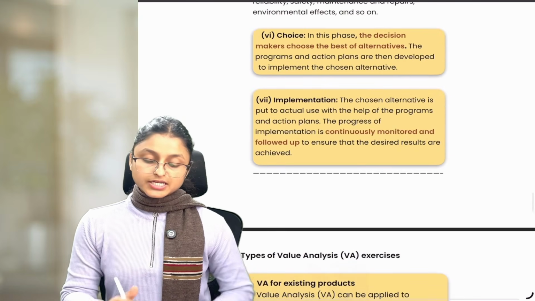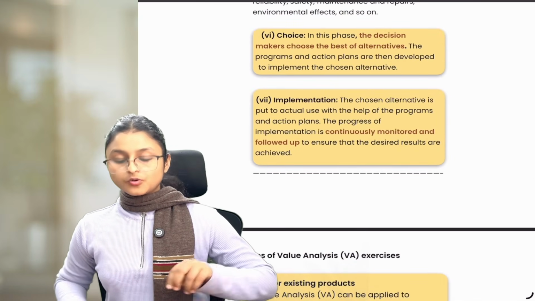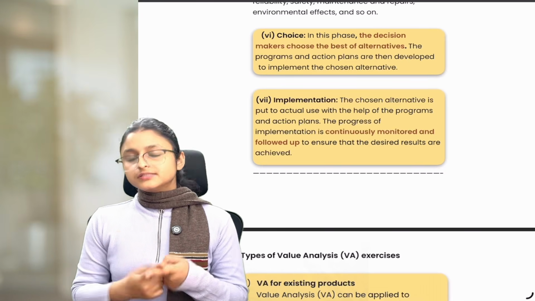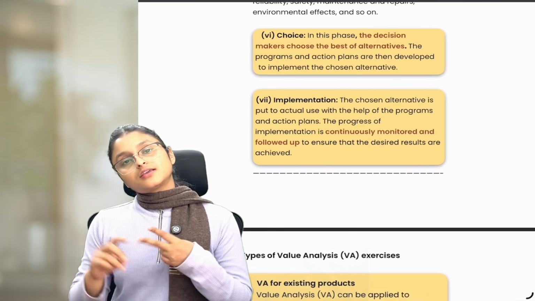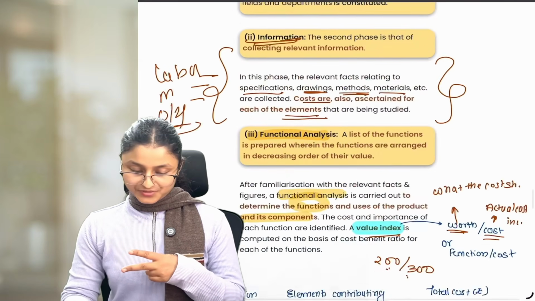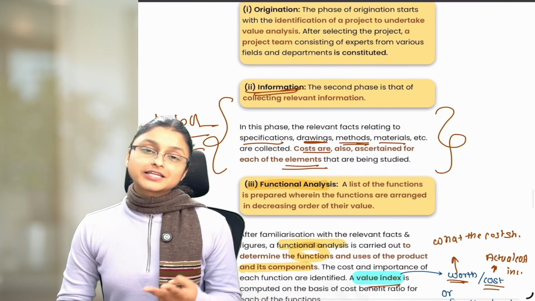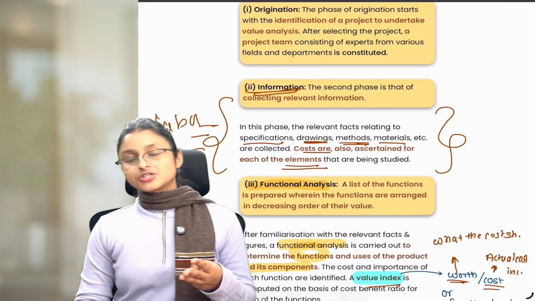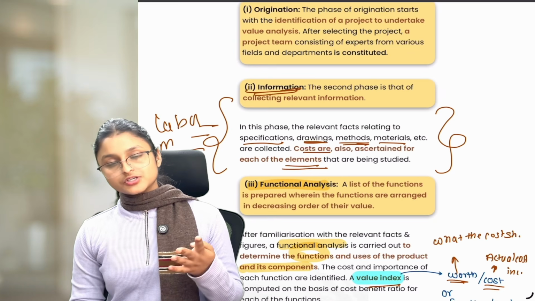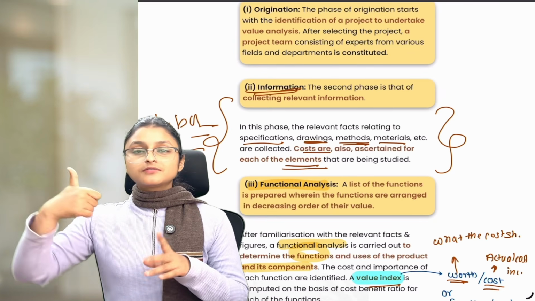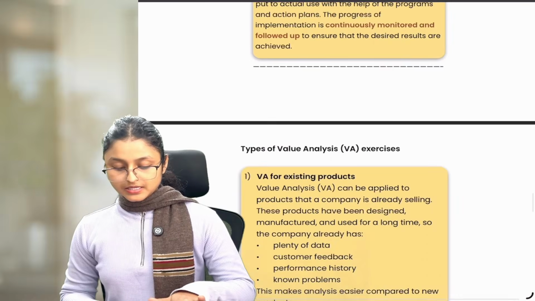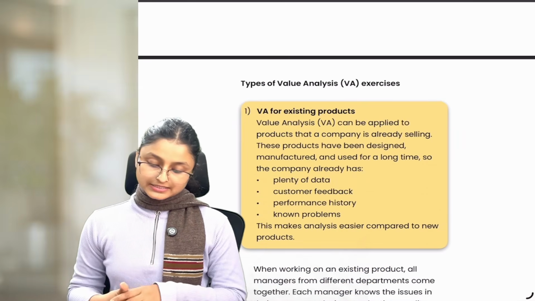Done. So these were the phases of value analysis. What all phases were there? First, origination: find out the product and select a project team. Then information collection, so collecting relevant information. Then we'll do functional analysis. Then we'll find new alternatives, that is innovation. Then evaluation of alternatives. Then choosing the best alternative. Then implementing the same. Done. Now comes types of value analysis exercises.